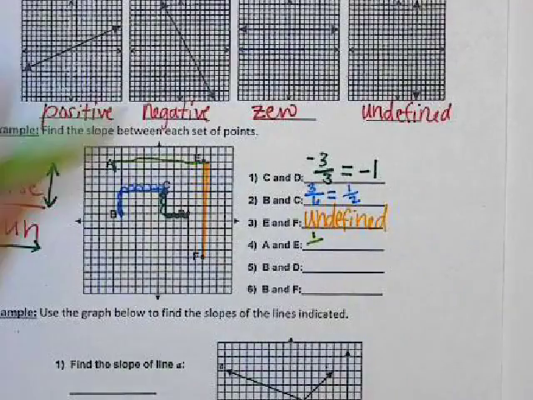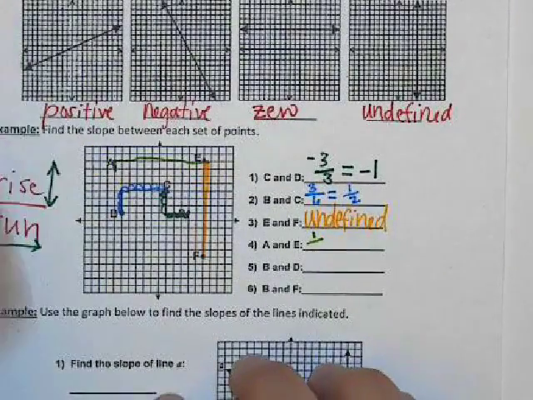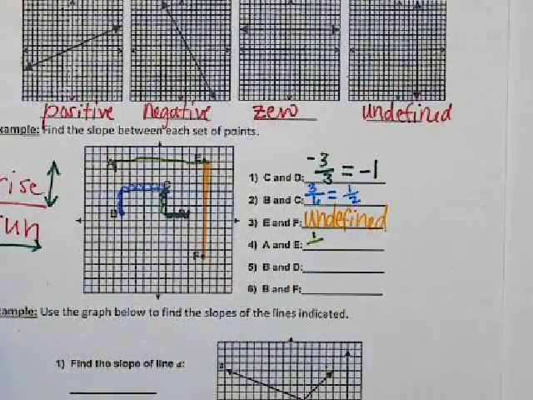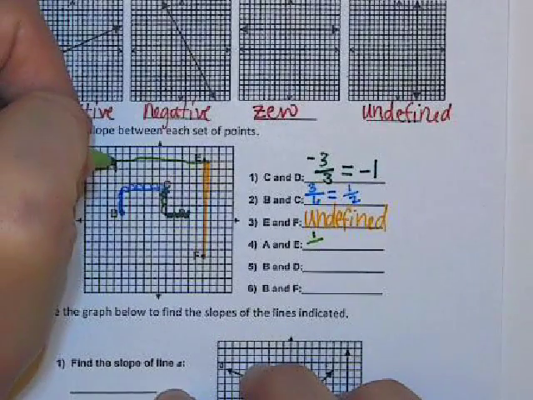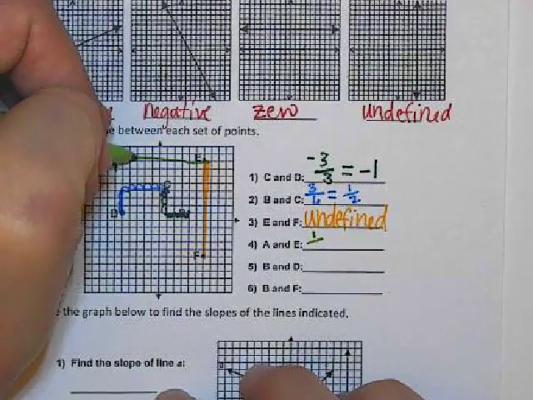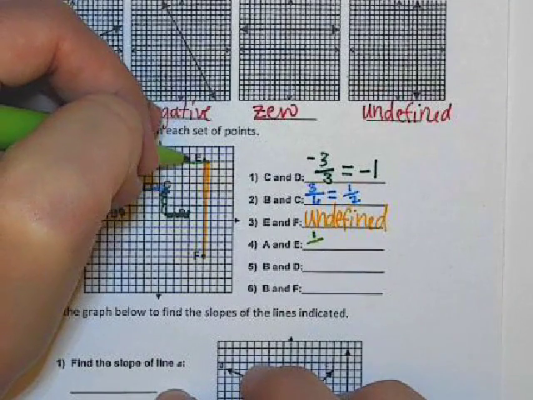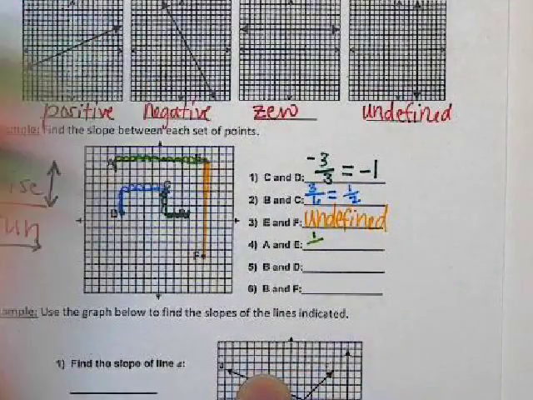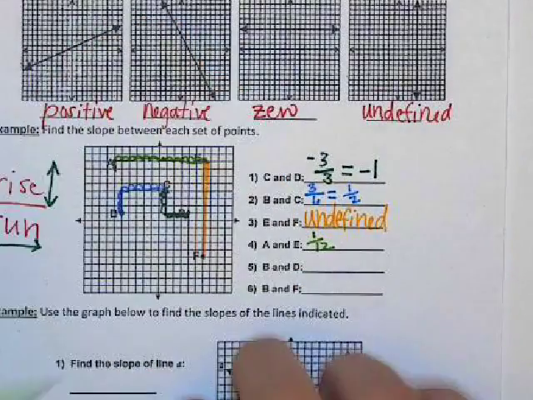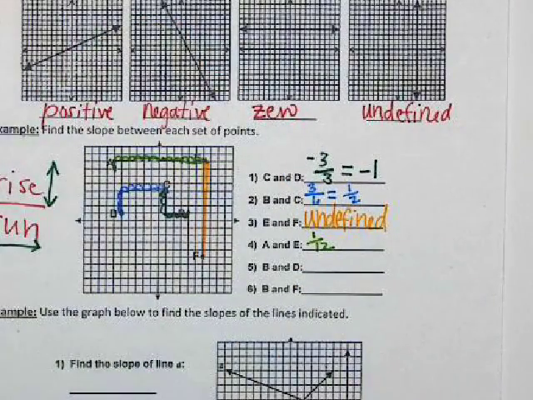Okay, so A, you're going to go up 1, so that's going to be positive 1. Then how many do I run to the right? 1, 2, 3, 4, 5, 6, 7, 8, 9, 10, 11, 12. 1 over 12. Can I reduce 1 over 12? No. Okay, B to D.